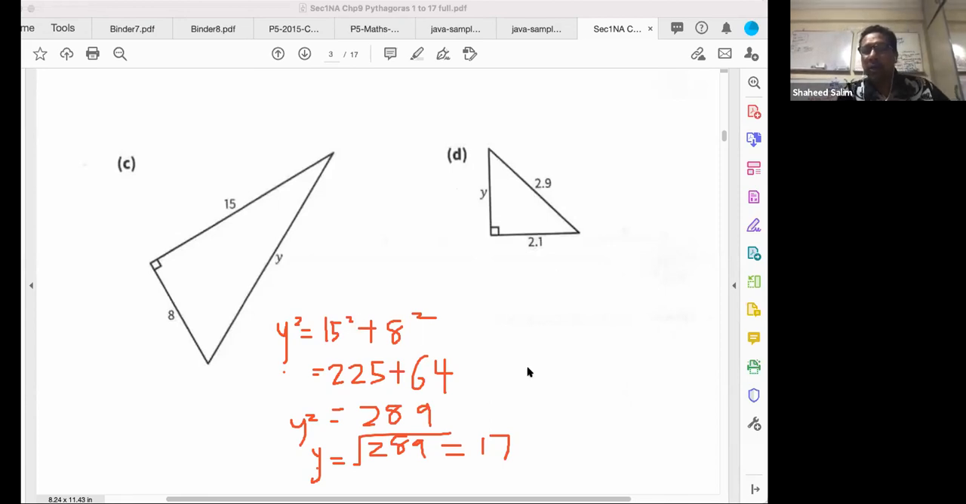Okay, let's see now. Inshira has sent the answer for D. Okay, we are moving, no need to do D. If you are doing D, you send me your answer. Okay, anyone else got the answer? Okay, the answer is 2. You take 2.9 squared minus 2.1 squared, you get 4. Square root of 4 is 2. So, Inshira, you got it.